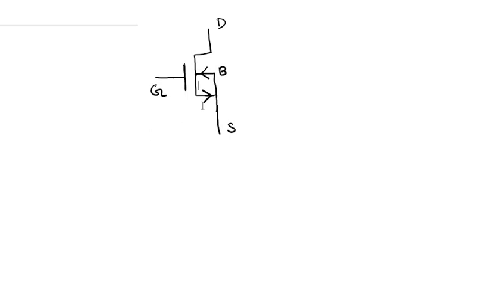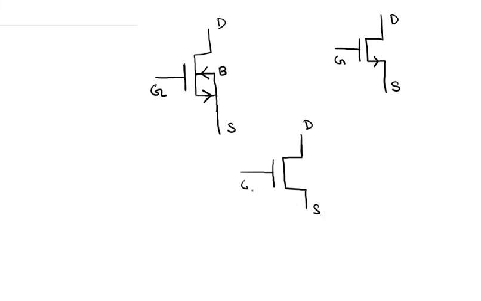So this is the more complicated symbol of the N channel MOSFET. A simpler symbol can be given by this, where we have three terminals. Generally the body is not shown in the diagram, or sometimes we can omit the arrow over here also and simply denote the N channel MOSFET by this symbol. So we have drain, source, and gate. These are the symbols for the N channel MOSFET.